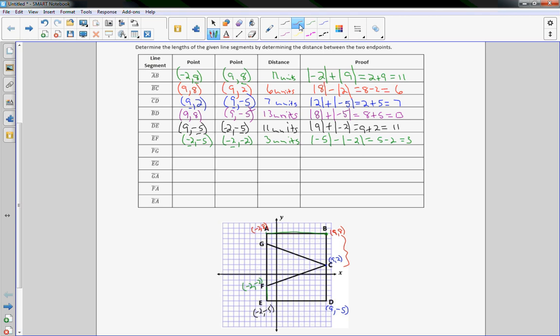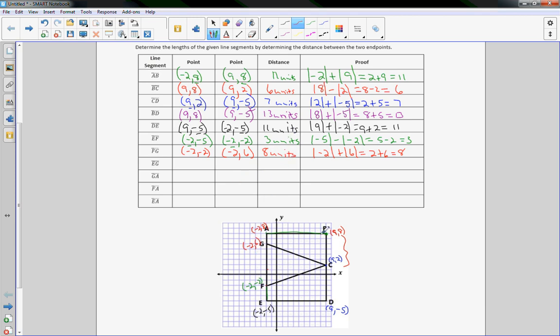Okay, now FG. So F is here, that's -2, -2. G was not done yet, so that's -2, something. So I'm going to label G -2, and then up 1, 2, 3, 4, 5, 6. -2, 6. The X's are the same, so I'm going to look at the Y's. This Y is negative, this Y is positive, so I'm going to add the absolute values. So the absolute value of -2 plus the absolute value of 6 equals 2 plus 6, which equals 8. So that is 8 units.